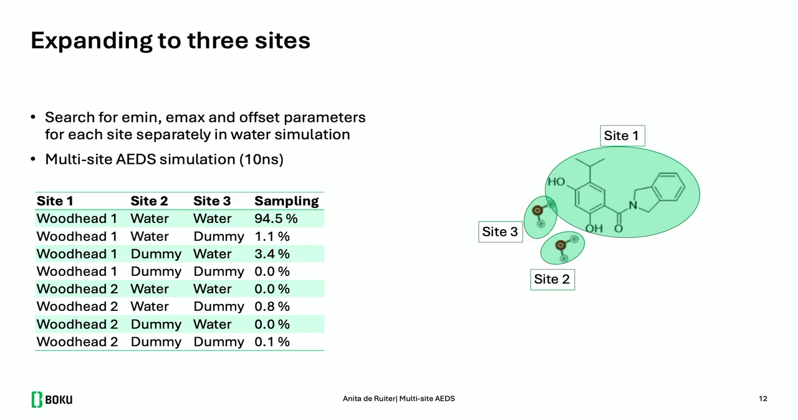Now, of course, we have a bit more states. Again, we see that we are mostly sampling the one where we have the first ligand and the waters at both of these sites. And if we are sampling the second ligand, then we're mostly sampling exactly the one that we saw already before. So this shows that our multi-site AEDS is actually working, and during the simulation it can predict which water molecules want to be present in your binding site.